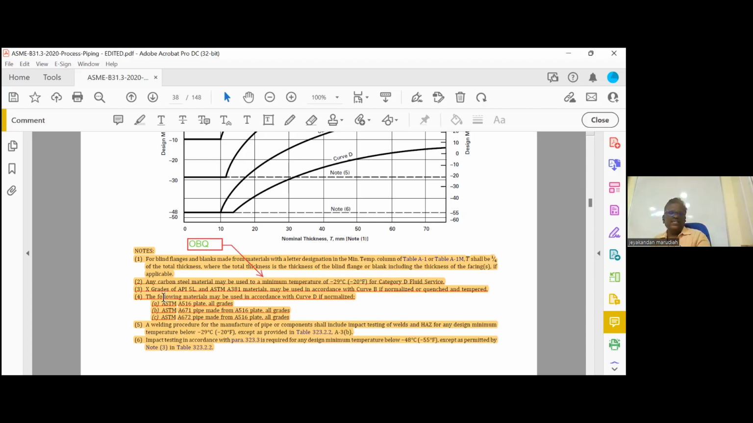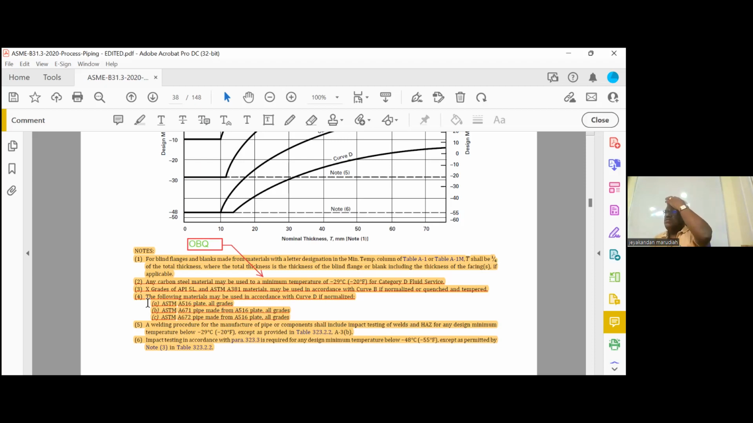Note number 3. X grades of API 5L, ASTM A381 metal may be used according to curve B if normalized or quenched and tempered. Generally, they will come. Now we have seen A381, curve A. But if it is heat treated, normalized or quenched and tempered, then it can be curve B. Then the following metals may be used to curve D if normalized: A516 all grade plates, A661 all grades, and A671. These notes 2, 3 are important.